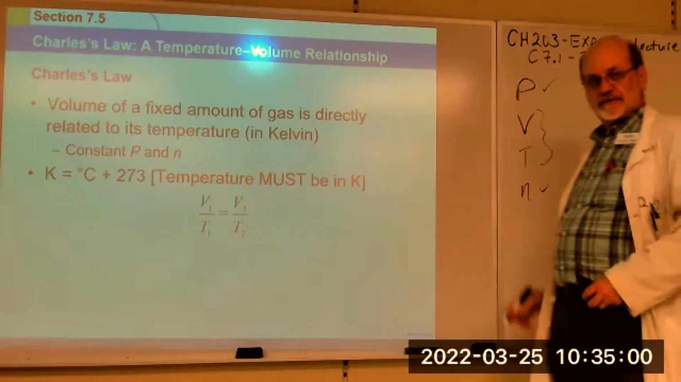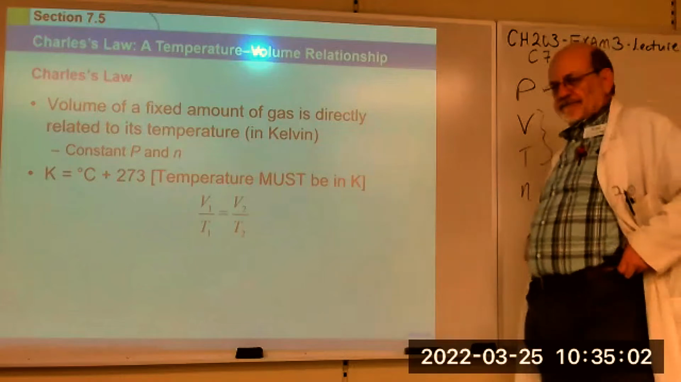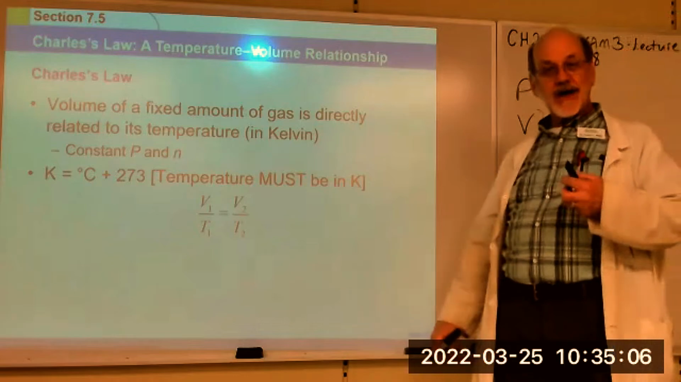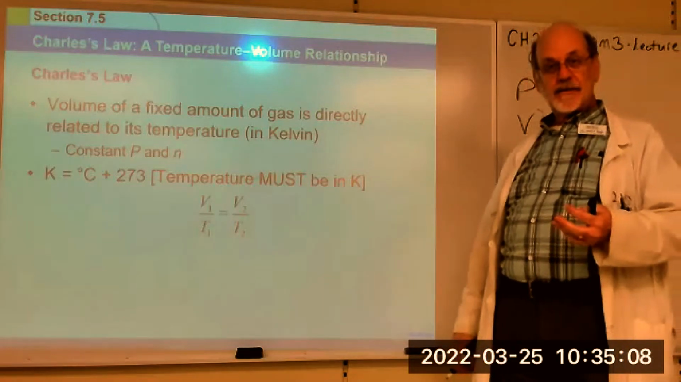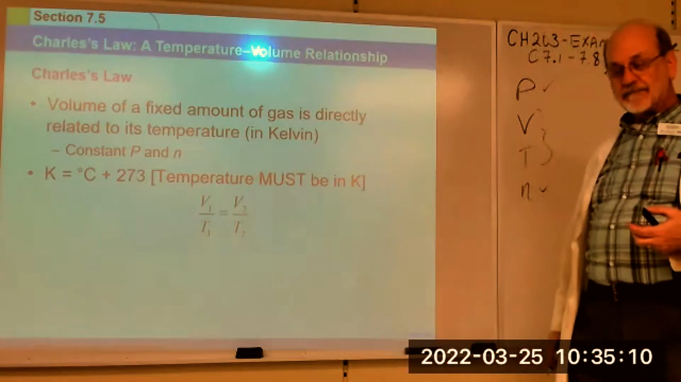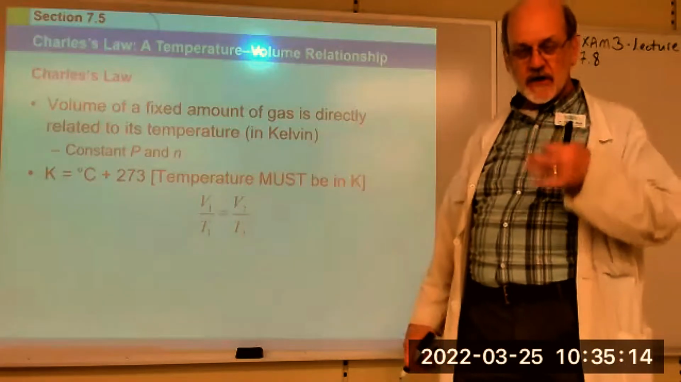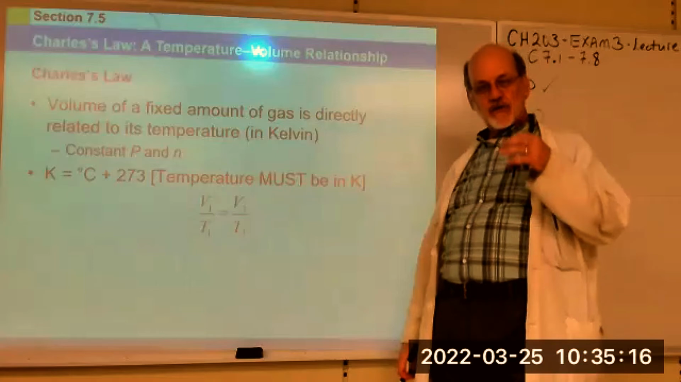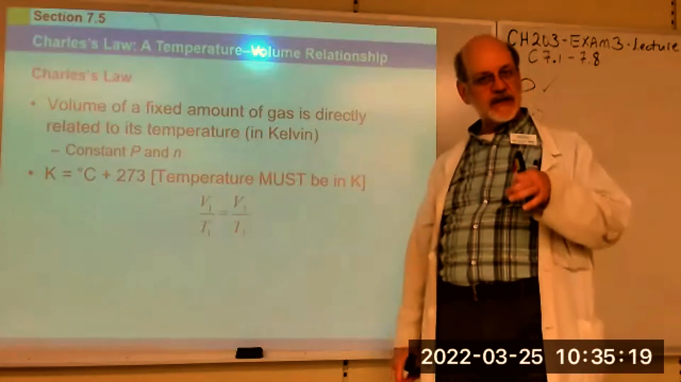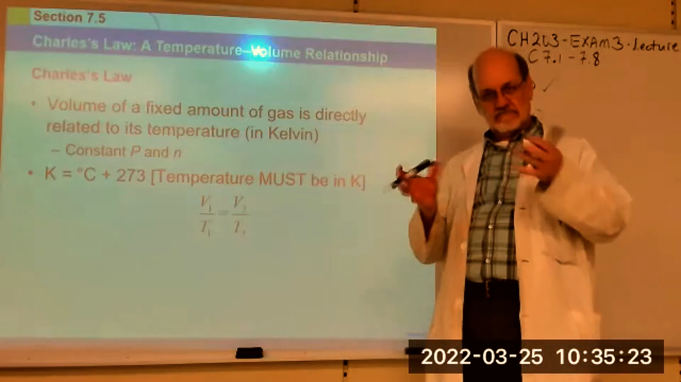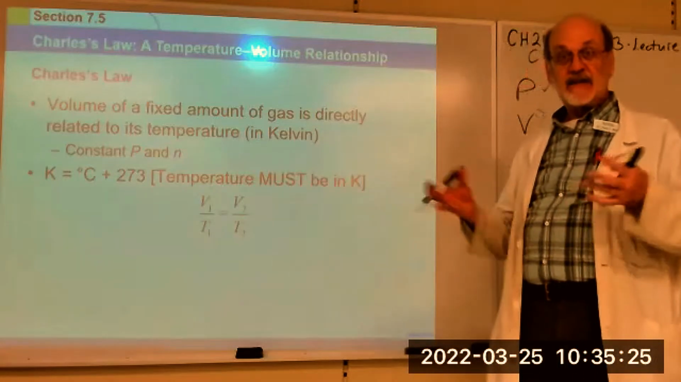This is Charles. He was a Frenchman. Now, why did Charles' law come along after Boyle's law? Because in Boyle's day, they didn't have a reliable unit of measure or a device that would reliably measure the temperature of any substance. The temperature scales hadn't been invented.